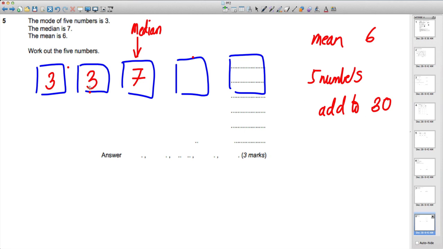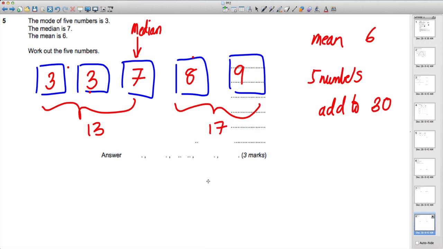So these 3 currently add up to 13. If you want to add them to 30, you need these 2 to add up to 17, and therefore we could easily pick 8 and 9, and they would be our numbers. So 3, 3, 7, 8 and 9 do the trick for us. The median is 7, the mode is 3 because there are 2 3s, and they add up to 30, and 30 divided by 5 gives me a mean of 6.